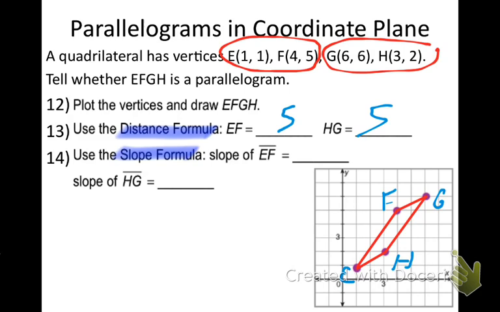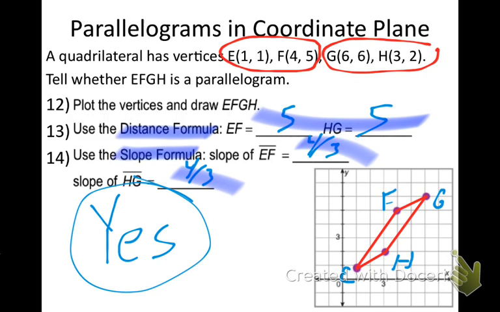What about the slope? What's the slope of E to F, Johnny? 4/3. What's the slope for H to G? 4/3. Are those the same? Yes. So is this a parallelogram? Yes, it's a parallelogram. Because of that condition, the sides are congruent and parallel. They're the same. They're parallel. The counting method doesn't work. You have to use the Pythagorean theorem and distance formula.